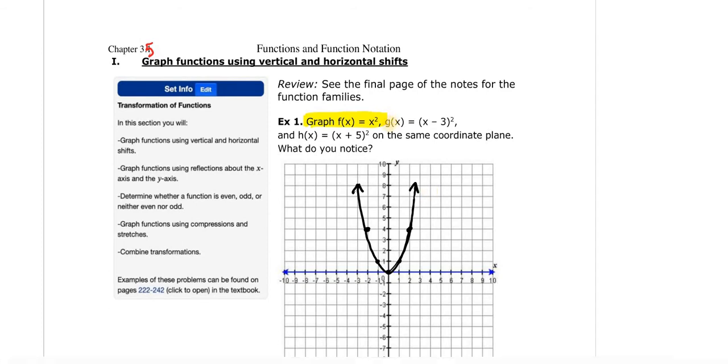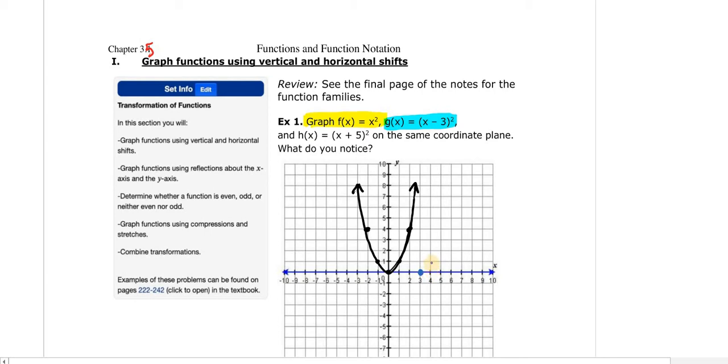Now, if you take a look at the function g of x, you will notice that in the function g of x, the x was changed by subtracting 3 units from it. So if you look at the 0 of this function, you will notice that the new 0 happens when x is equal to 3. In other words, this function shifted the parent function to the right 3 units. So the point 0 and 0 is going to become 3. If you plug 3 into the function, it's going to give you 0.